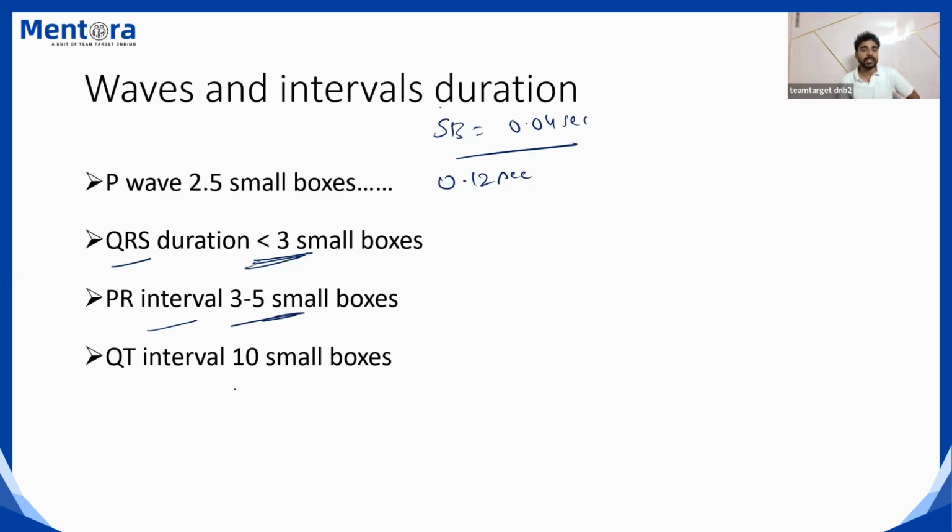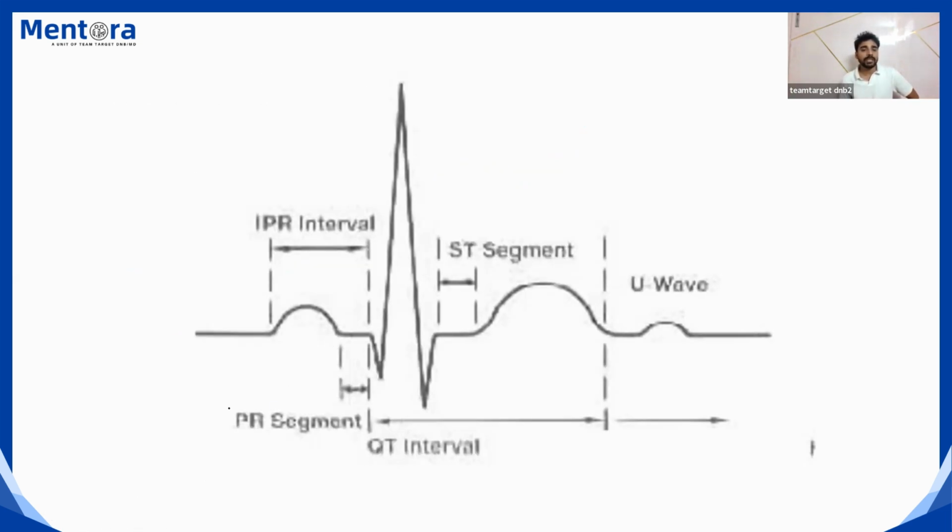And QT interval is 10 small boxes. Just a basic small calculation memory point. You have to remember this. If you remember this, then only you will understand whether the PR interval is normal, prolonged or short, whether QRS is narrow or wide, or whether QT interval is prolonged, long QT, or short QT. Simple thing. P wave is 2.5 to 3 small boxes, QRS is less than 3 small boxes, PR interval is 3 to 5 small boxes, and QT interval is 10 small boxes.